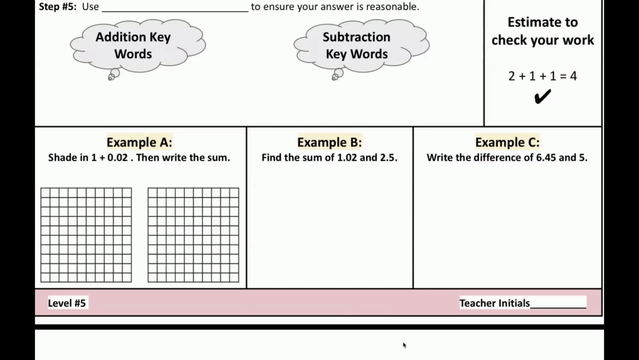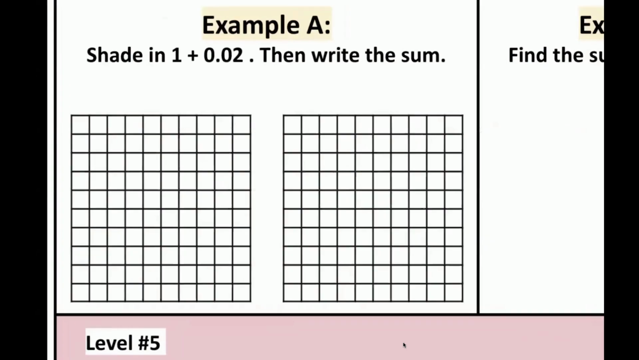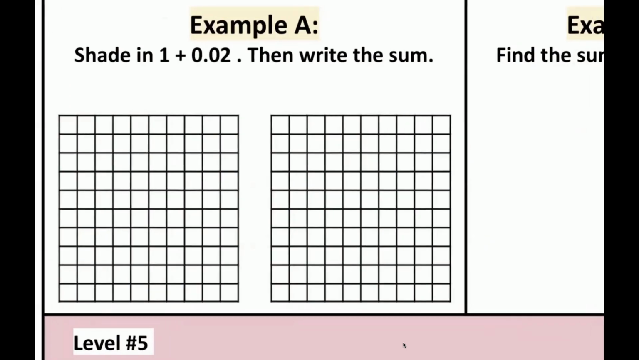Take a look at our examples at the bottom of the page. Let's zoom in on example A. Example A says shade in 1 200ths, then write the sum. Go ahead and underline sum. That's a keyword for adding. One of our learning targets is to add and subtract decimals using a model, so that's what we're going to practice now. So we're going to start by shading in 1 whole.